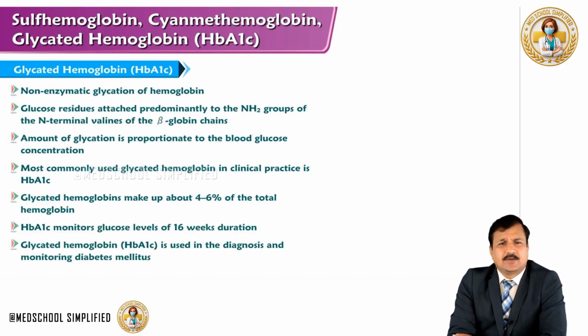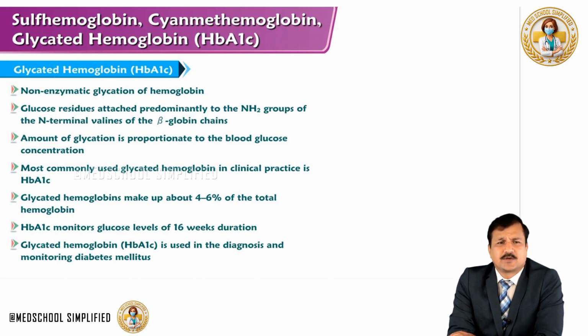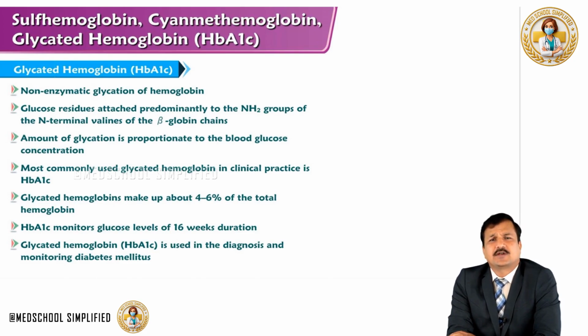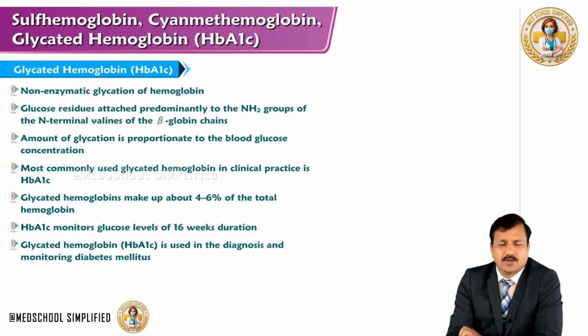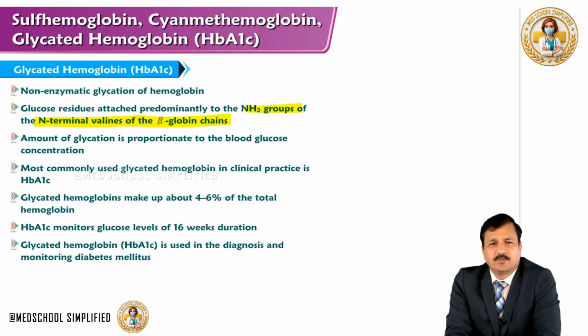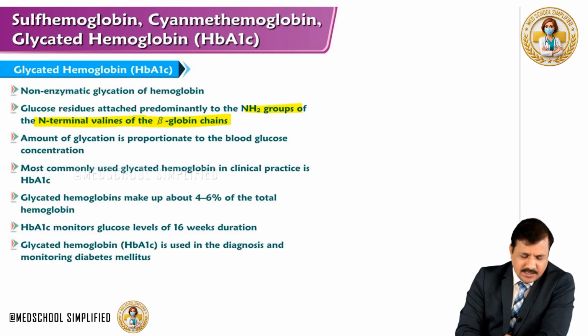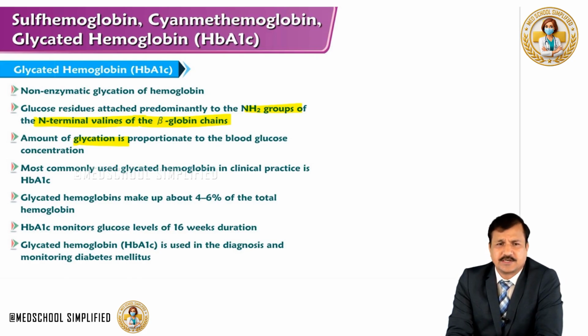Coming to glycated hemoglobin. Glycation of hemoglobin is a non-enzymatic process. Whenever there are higher glucose levels in the blood, some of this glucose will non-enzymatically bind to the amino group of N-terminal valines present in the beta globin chains of hemoglobin molecules, especially in adult hemoglobin. And the amount of this non-enzymatic glycation is proportionate to the blood glucose concentration.